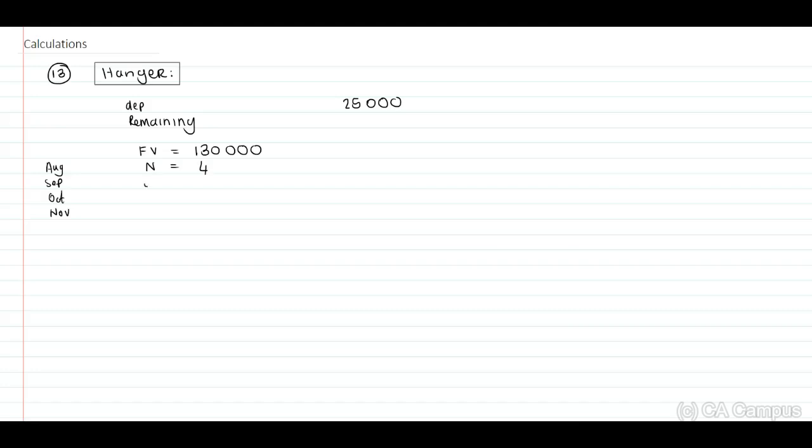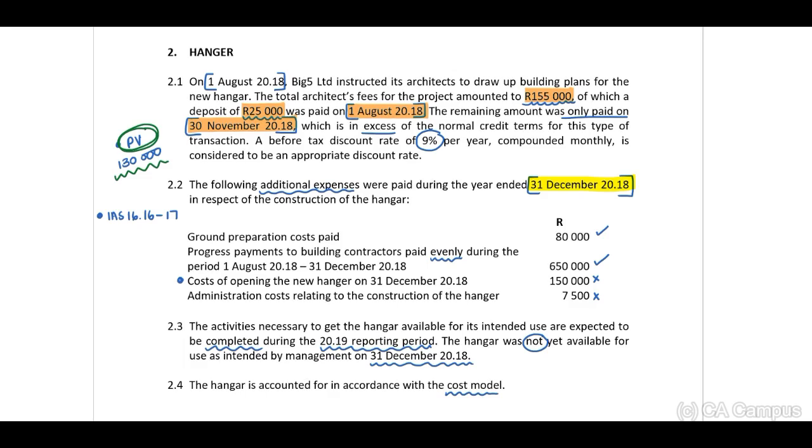The rate will be the 9% provided to me, but remember, I have a shop. Therefore, if my period is in months, my rate should be in months. Therefore, 9% divided by 12. And this will be 0.75. And my present value, which I will capitalize, will be an amount of 126,172. When we refer back to our given information, we are able to tick off the first section of the paragraph, 2.2, the following additional expenses.